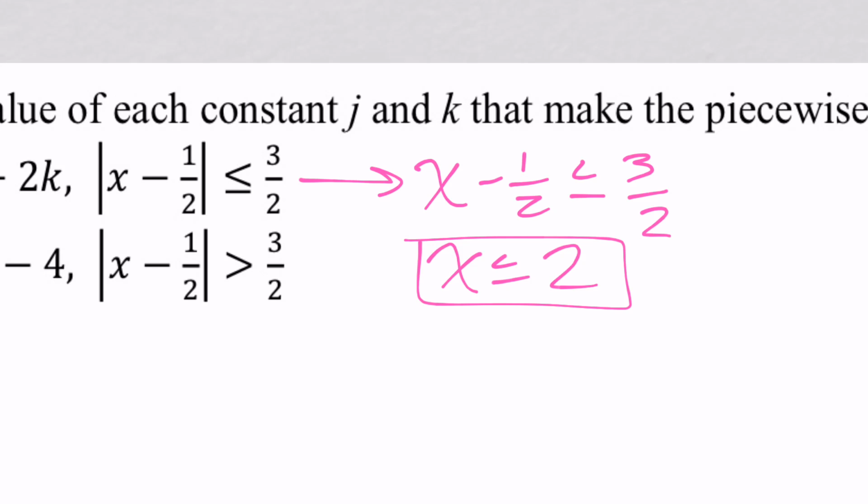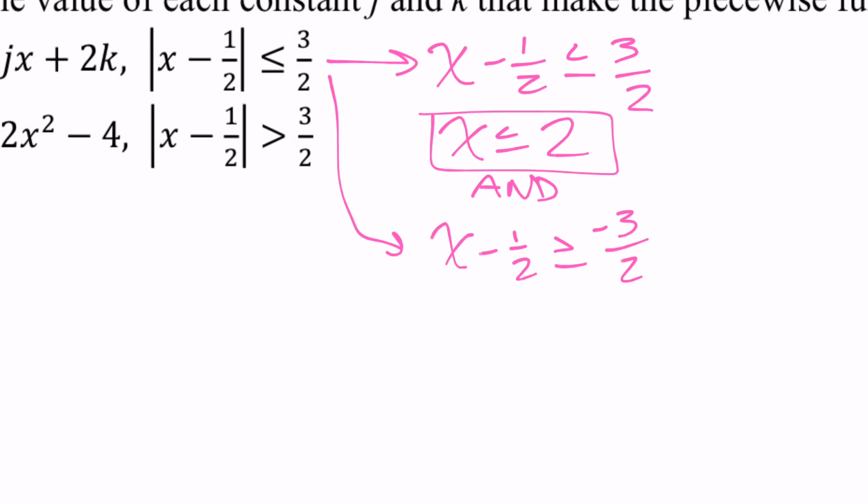But this is a less than or equal to inequality, which means that I have another one. It's an "and", so I have x minus 1/2 is, flip the sign, greater than or equal to, and change the sign on this side. Instead of a positive 3/2, it is a negative 3/2, and solve it. x is greater than or equal to negative 3/2 plus 1/2. Negative 3 plus 1 is negative 2, so I have negative 2/2. Negative 2 over 2 is negative 1.